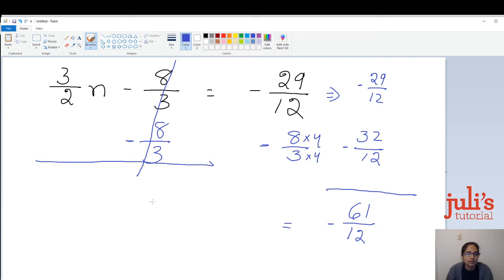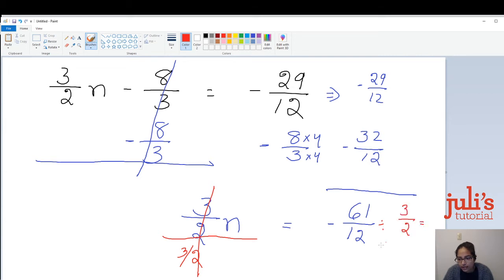Equals 3 over 2n. Now I'm just going to divide both sides by 3 over 2. This cancels out. We have division by 3 over 2. So the answer is going to be negative 61 over 12 multiplied by 2 over 3. We can cancel this out and make this into 1 over 3, and this is 6. My answer is pretty much negative 61 over 18.